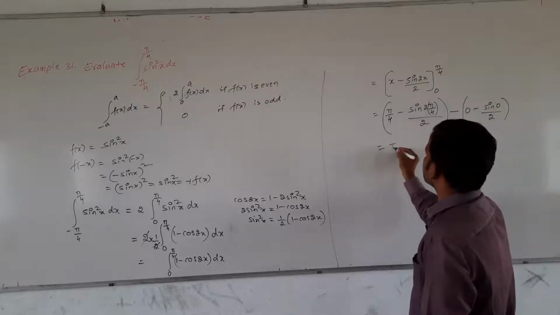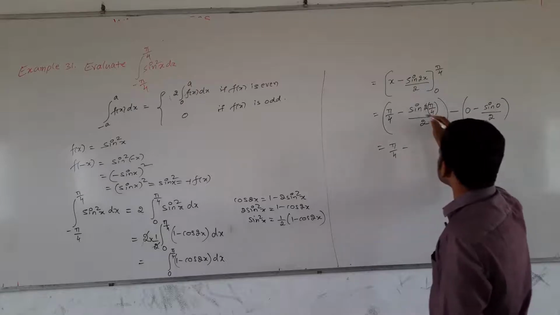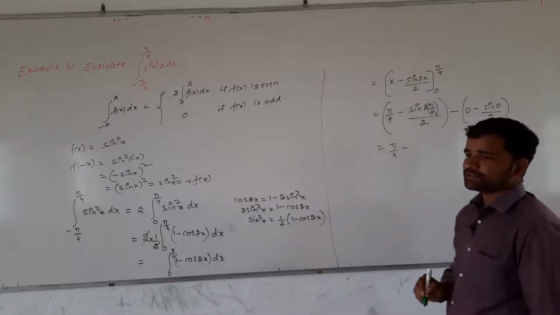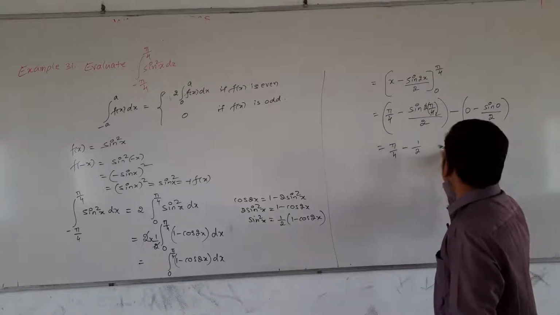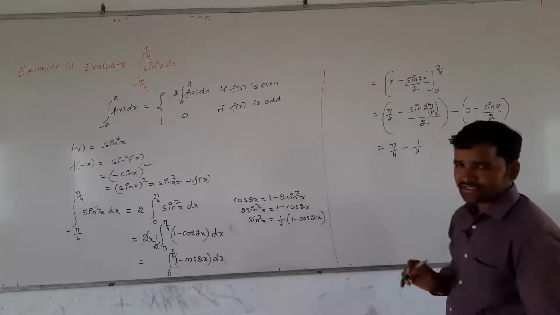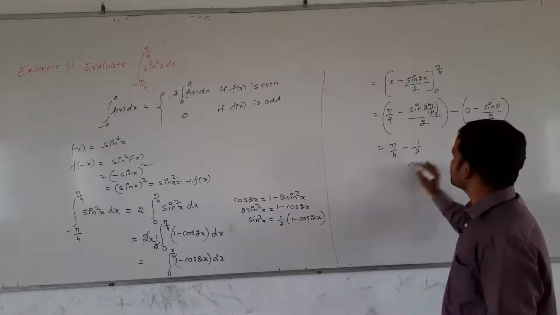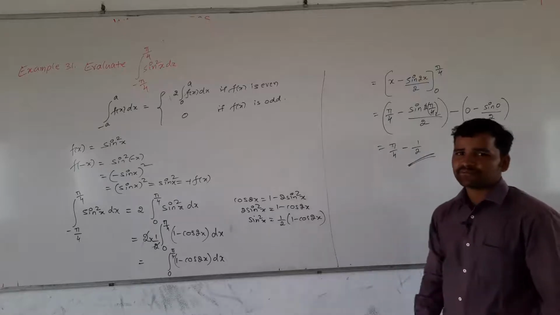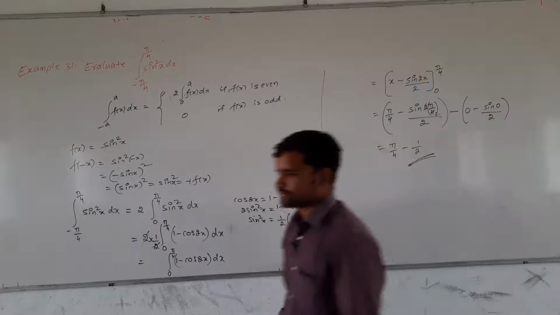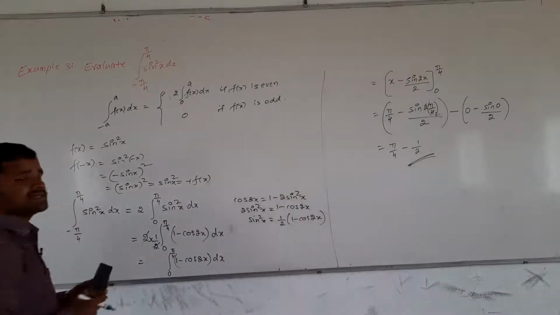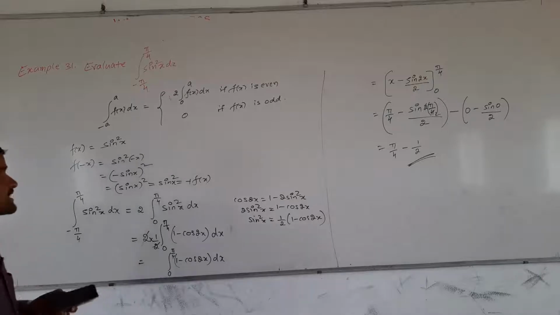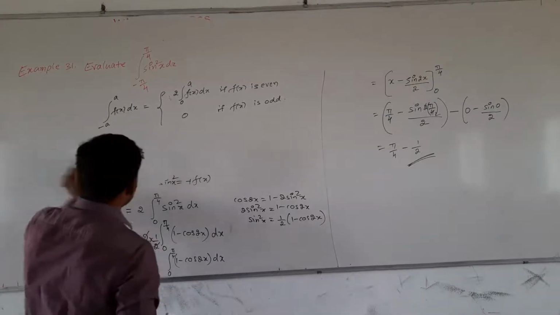Pi by 4 as it is, minus, 2 ones are 2, 2 twos are sin pi by 2, which means sin 90. Sin 90 value is 1, so 1 by 2, minus 0 minus 0 is 0. So, we have the answer as pi by 4 minus 1 by 2. This is how we should integrate definite integrals using properties.